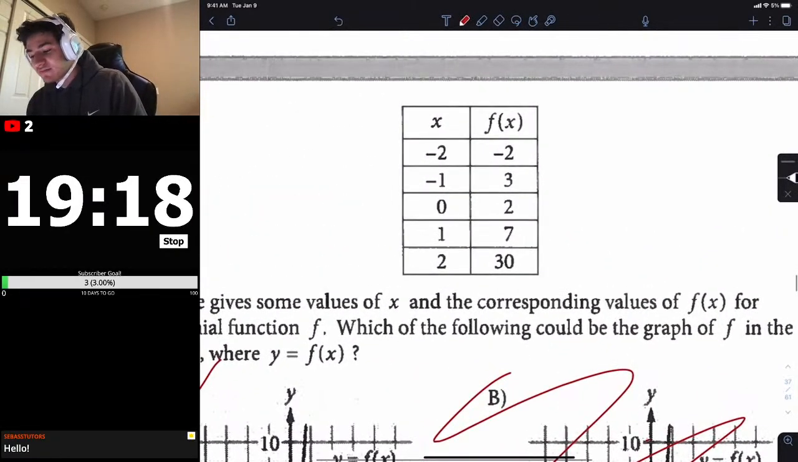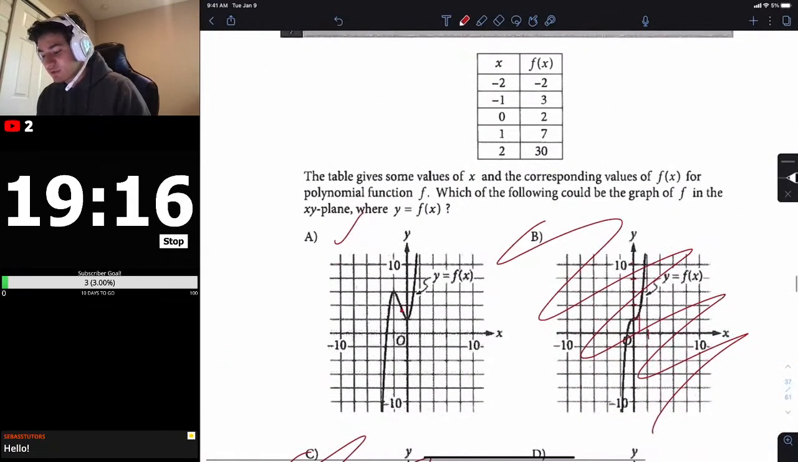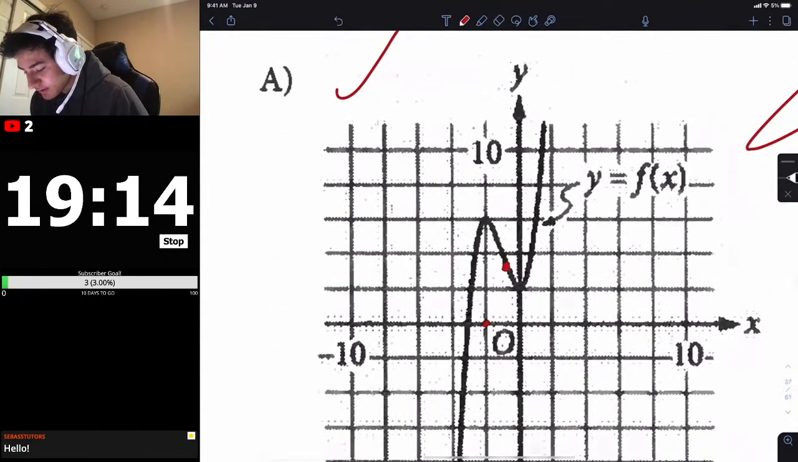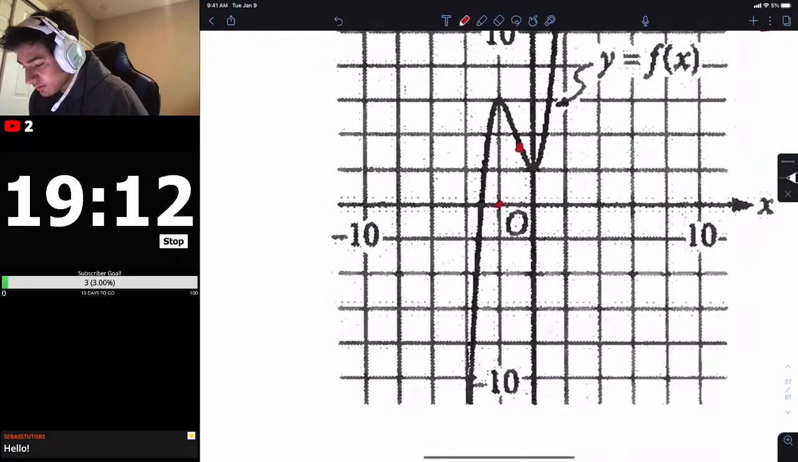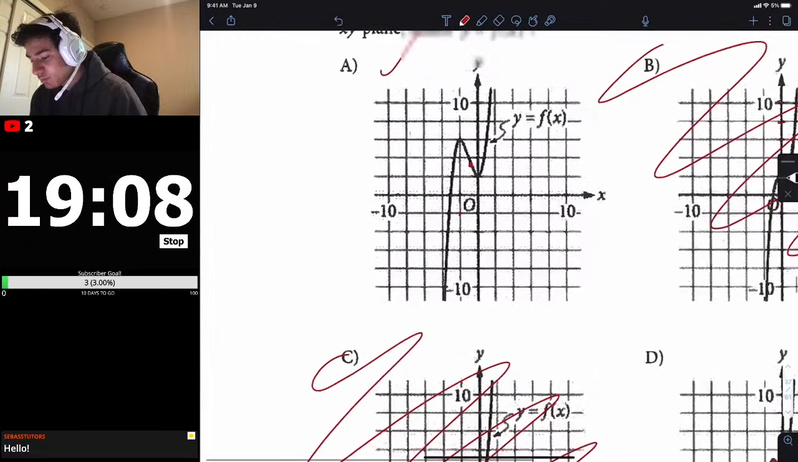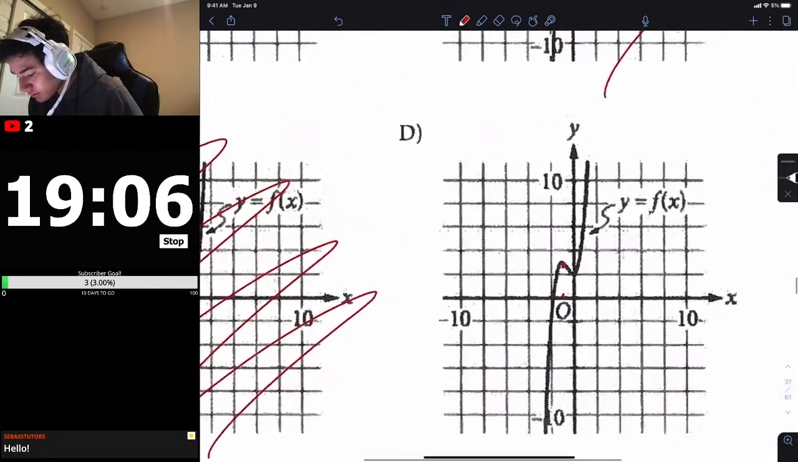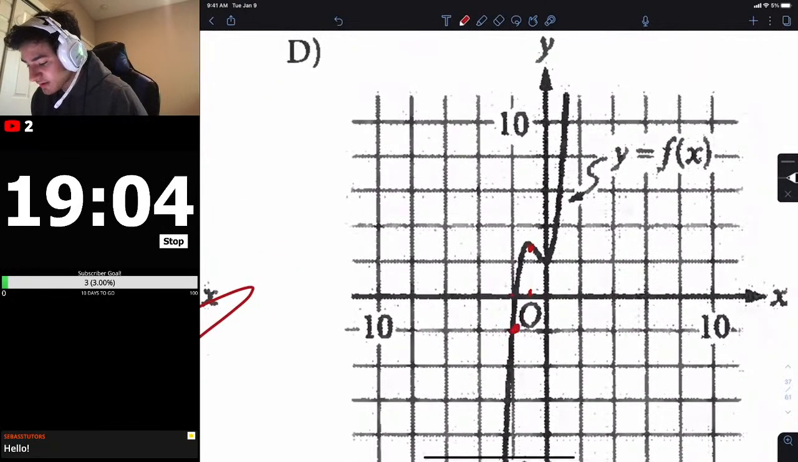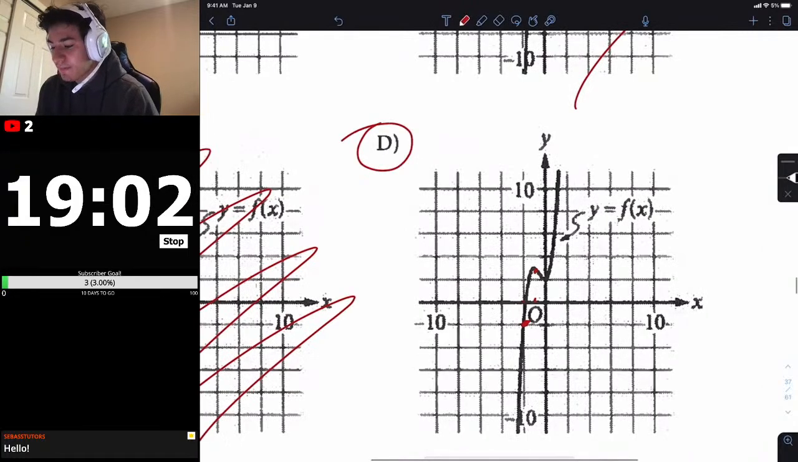And then -2, -2 is going to be a point. So let's see, -2. Oops. -2, -2. That's not a point there, unfortunately. But that is a point here, right? This is -2, -2. So the answer is going to be D.